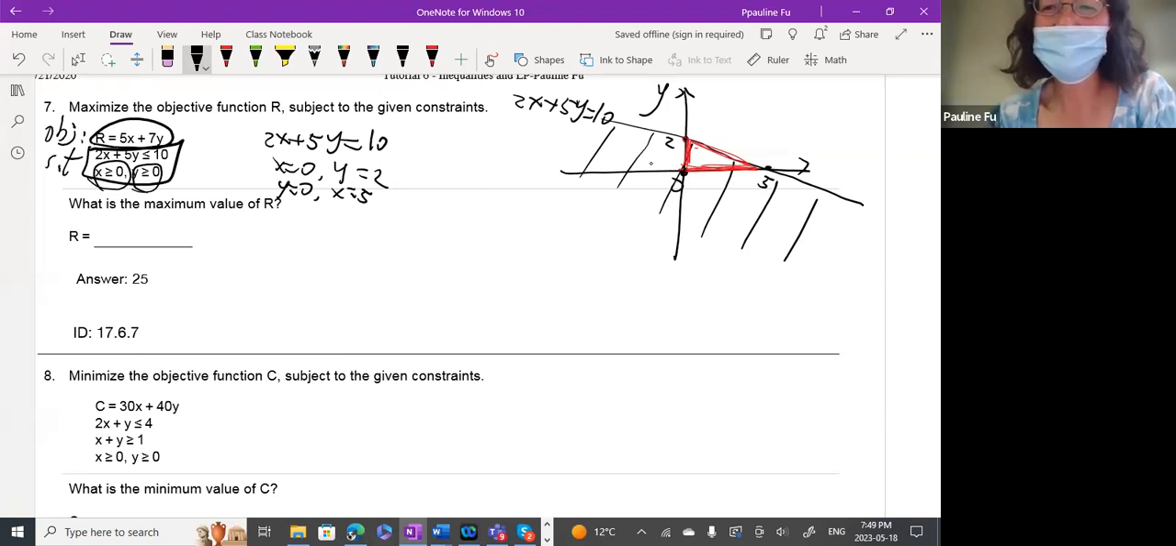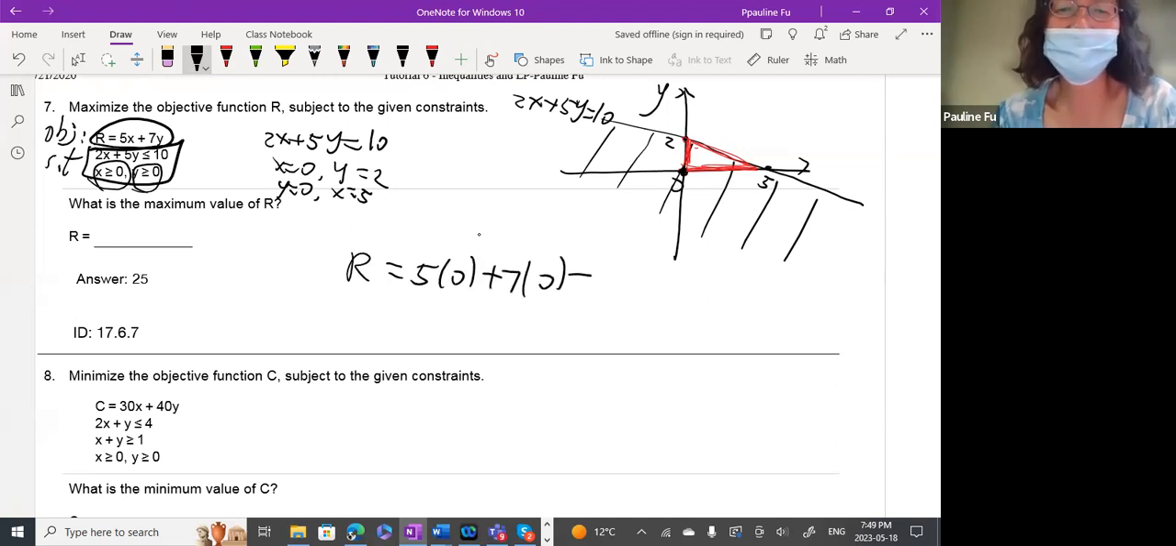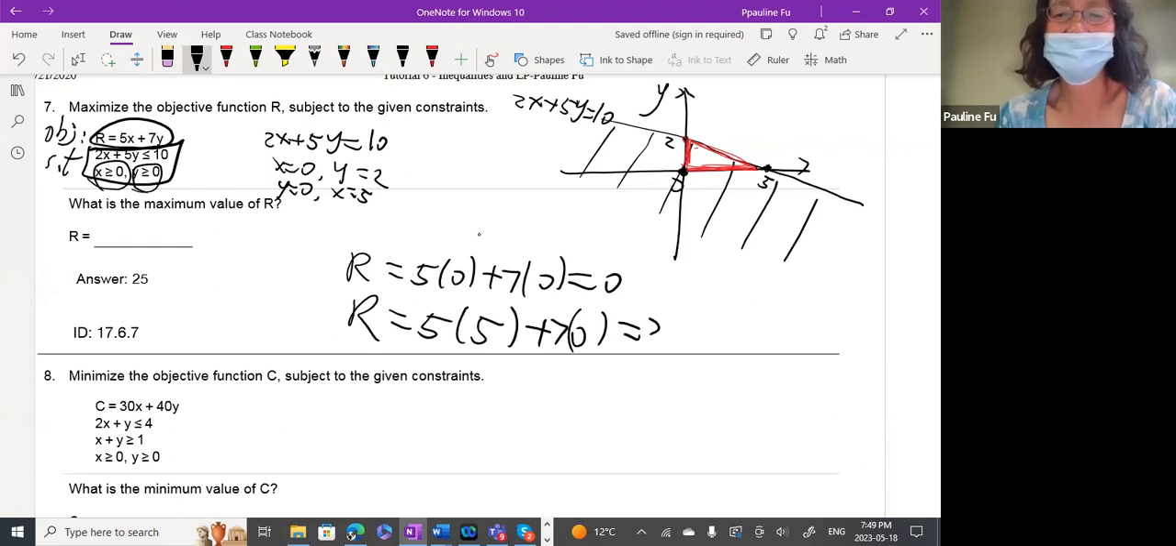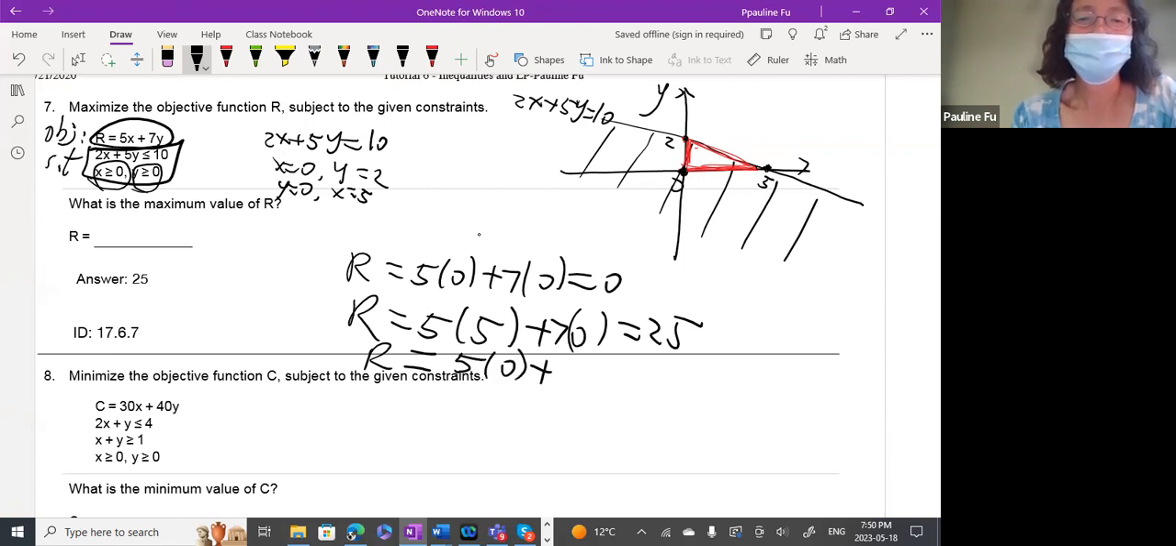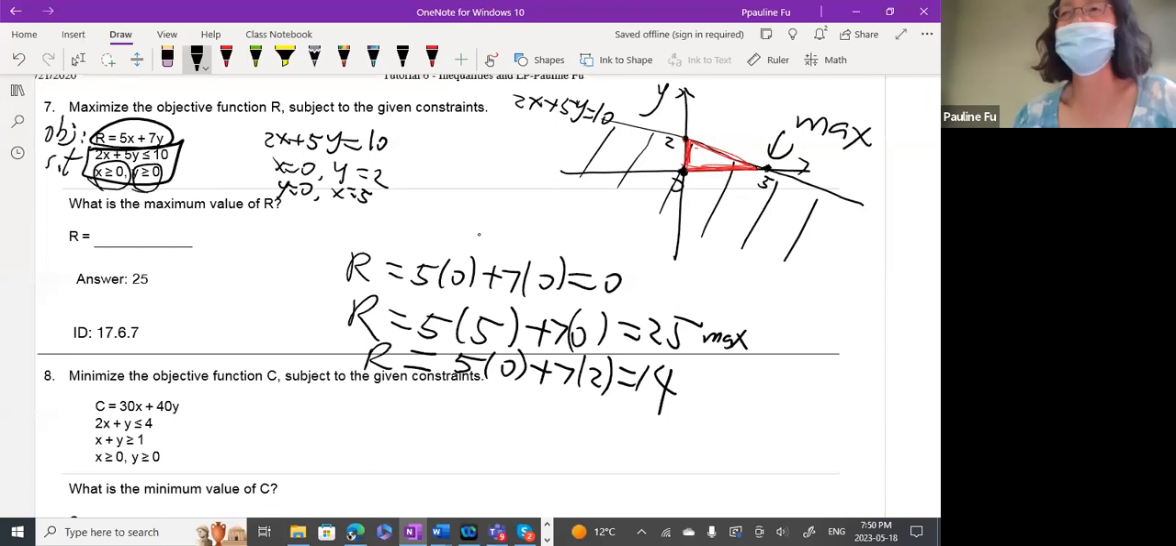So let's plug in. The first point is (0, 0). When x equals 0, y equals 0, R is 0. The second point, x is 5, y is 0. Next, the last point, when x equals 0, y is 2. Did you see which one is maximum? 25 is maximum. So this point is the maximum point. Questions? Maximize the objective function.